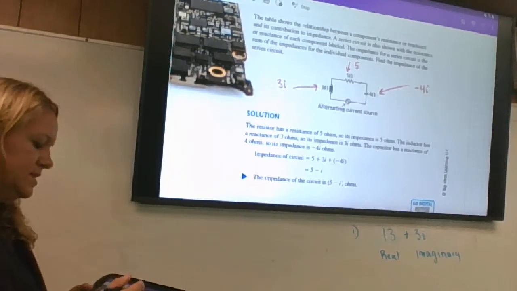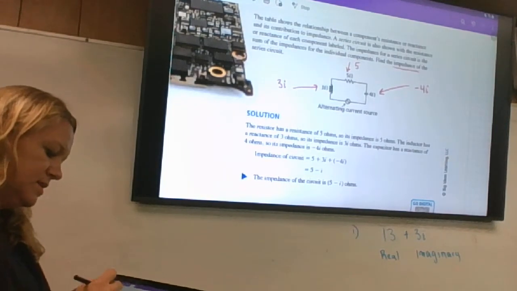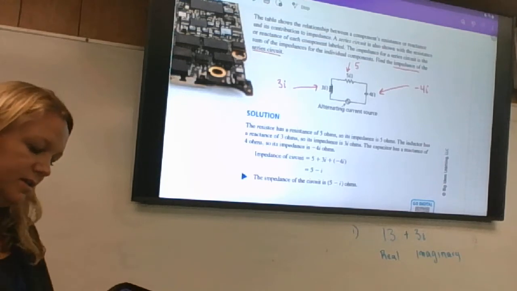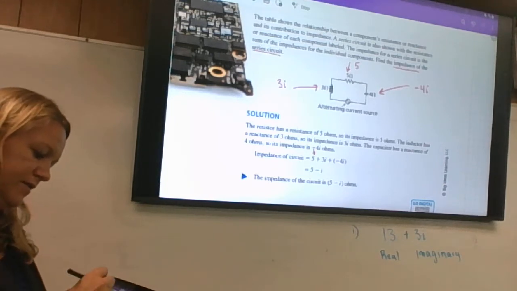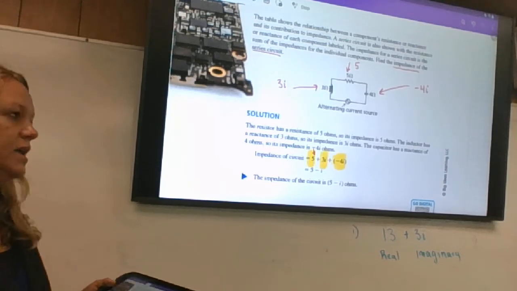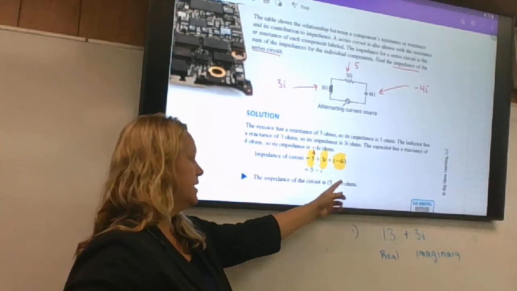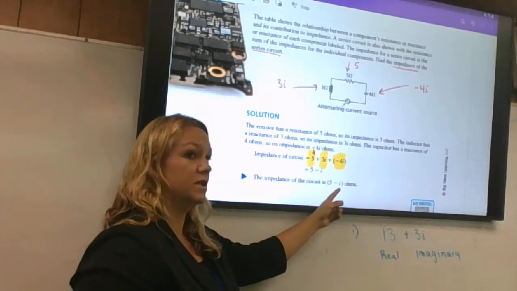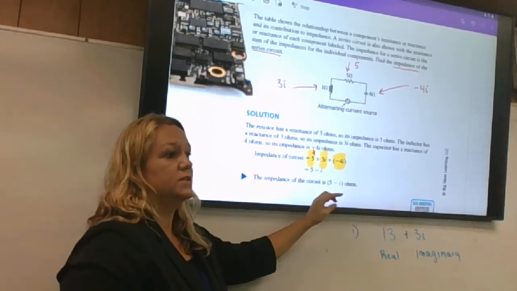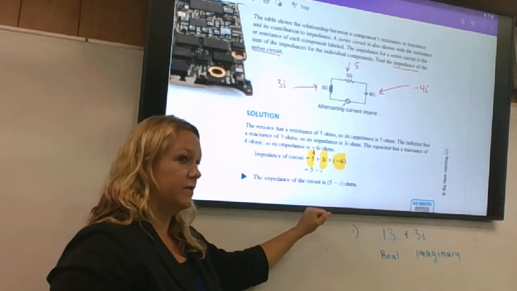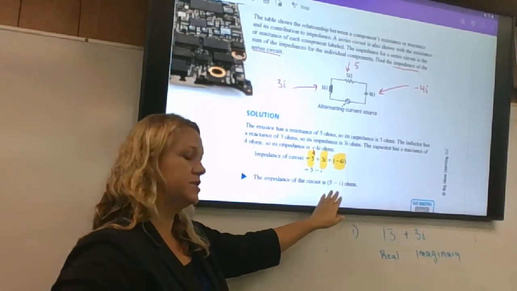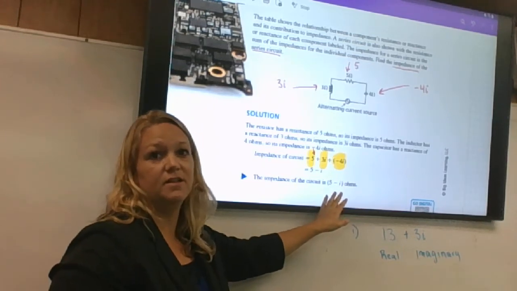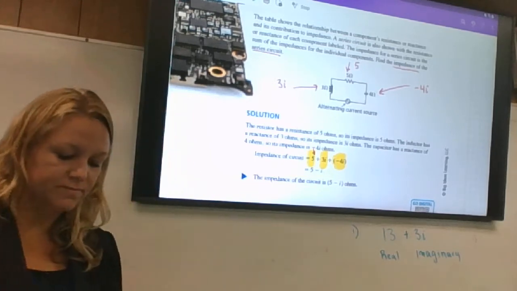So it says find the impedance of the series circuit. And here they did 5, 3i, and negative 4i. And from there, it was just combining like terms to find the impedance of the circuit. So while it's all very complicated vocabulary, it's really just combining like terms in addition and looking at a table.